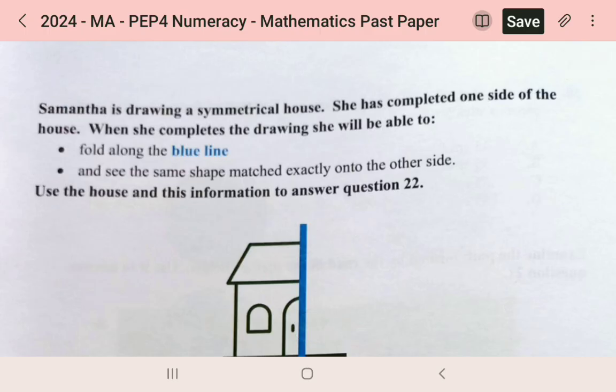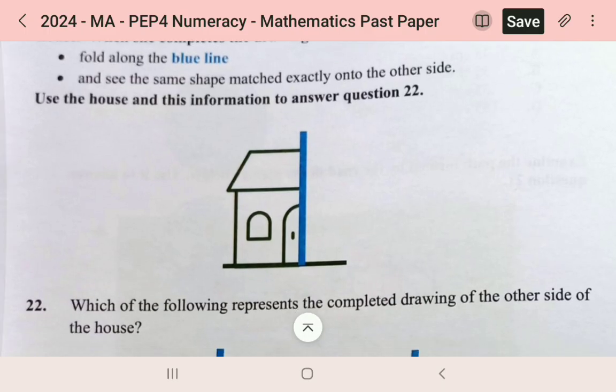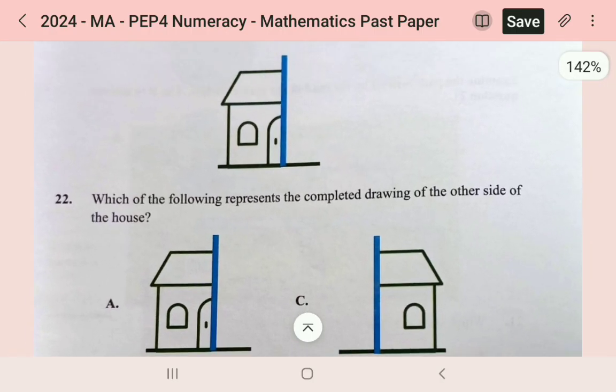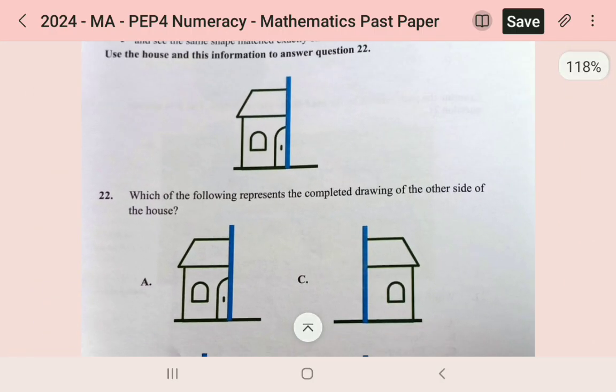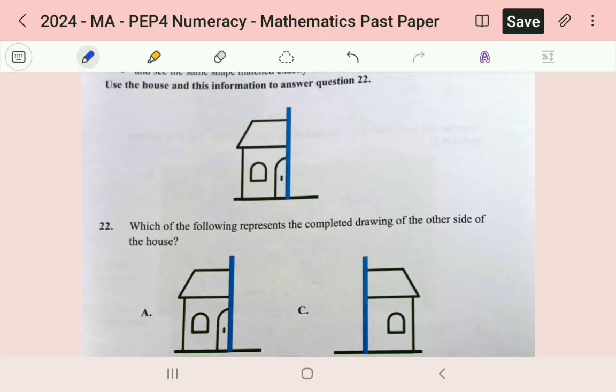Alright, Samantha is drawing a symmetrical house. She has completed one side of the house. When she completes the drawing, the first step says, fold along the blue line. Next, she will be able to see the same shape matched exactly onto the other side. Use the house and this information to answer 22. This is nothing for you to get wrong. If you're looking for the same thing matching, it can't be A, because when she puts A over here, it's the same thing as this one that you already have. So it can't match up over this side.